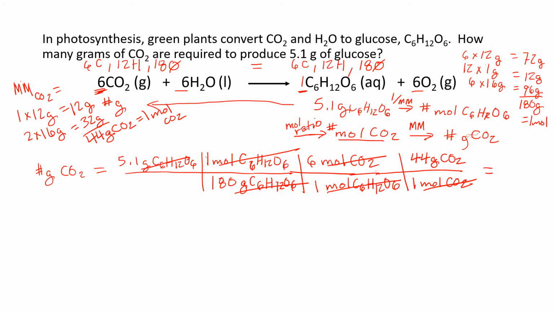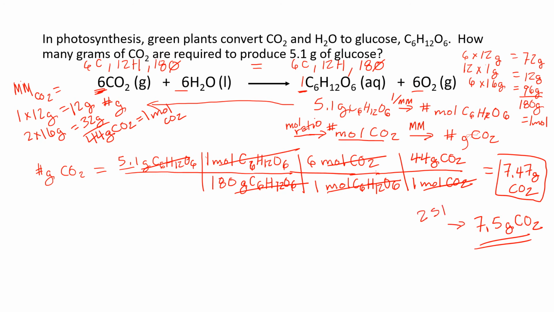And when we carry this calculation out, I get 7.47 grams of carbon dioxide. So there we go. If we want to get down to 2 sig figs, we could report this as 7.5 grams of carbon dioxide. Let's go with that, 2 sig figs, because we have 2 sig figs here. So we'll report this to 2 sig figs. Okay. All right. So this is how we do it, guys.